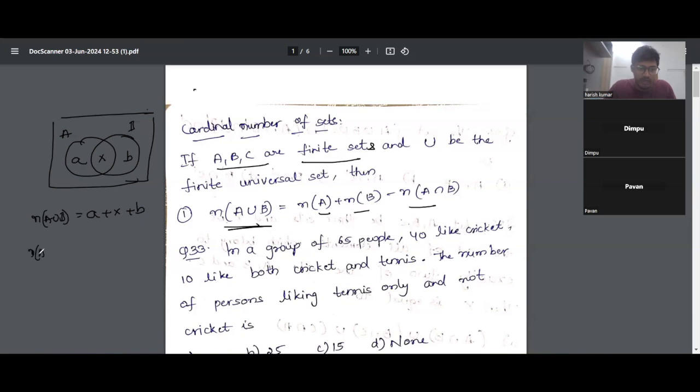Now, how can I write A plus X plus B? I will write n of A union B equals, A is nothing but the total number of elements of A minus the number of elements of the common part, that is A intersection B. So this is nothing but n of A, the total elements of set A, minus n of A intersection B. Yes or no?